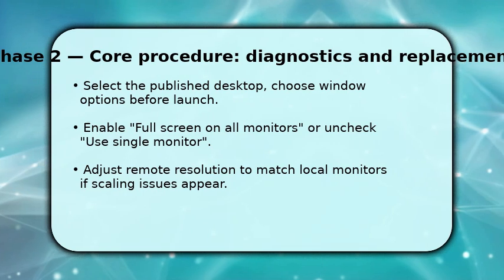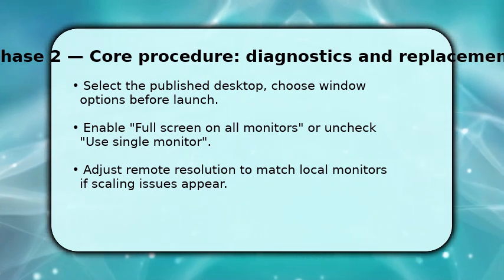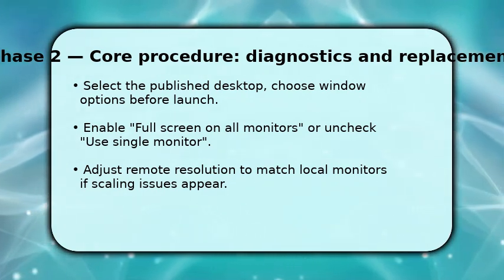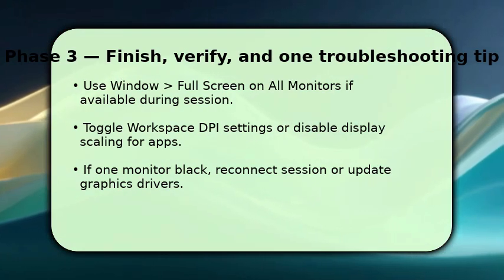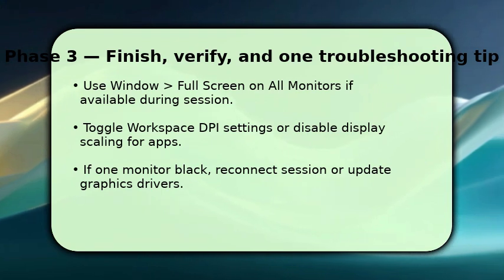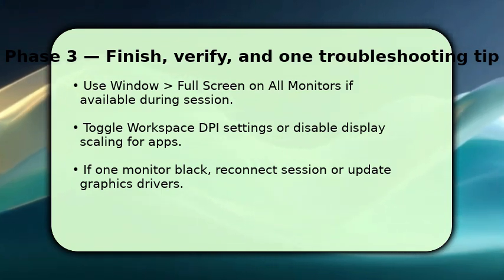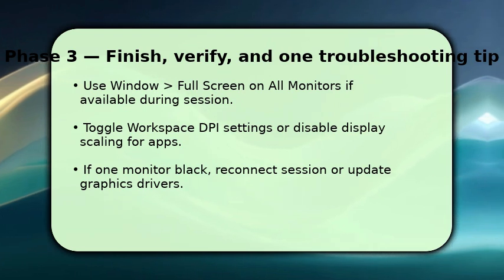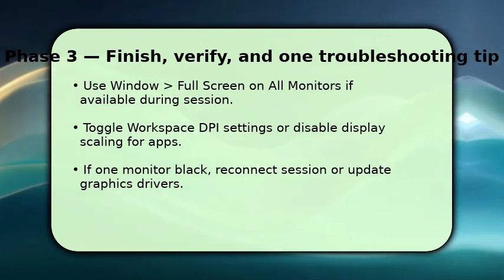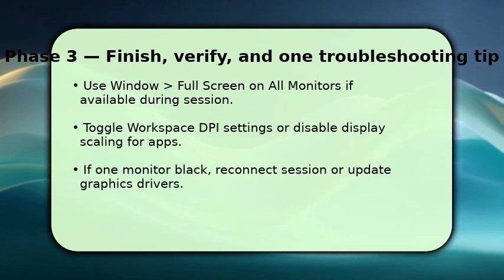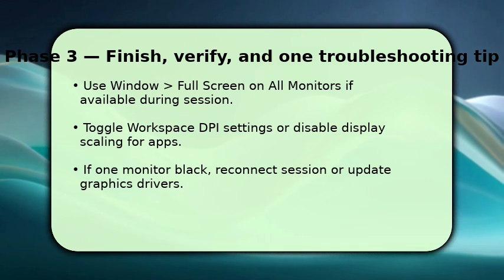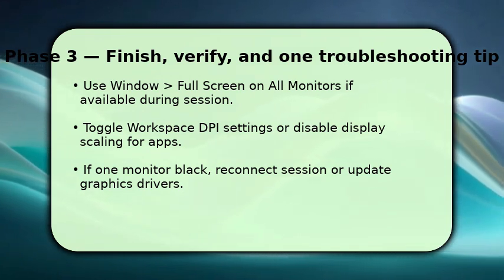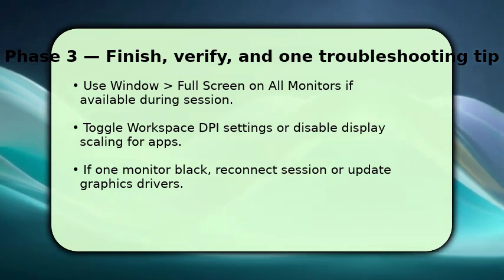Citrix maps monitors in order, so arrange your physical displays to match the virtual layout for predictable cursor movement. Finish by confirming toolbars and taskbars appear where expected. If not, sign out and relaunch with the correct display order. Make sure Workspace DPI handling matches your OS scaling. Mismatches cause blurry apps. If a monitor stays blank, reconnect the Citrix session first. If that fails, update GPU drivers and the Workspace client.